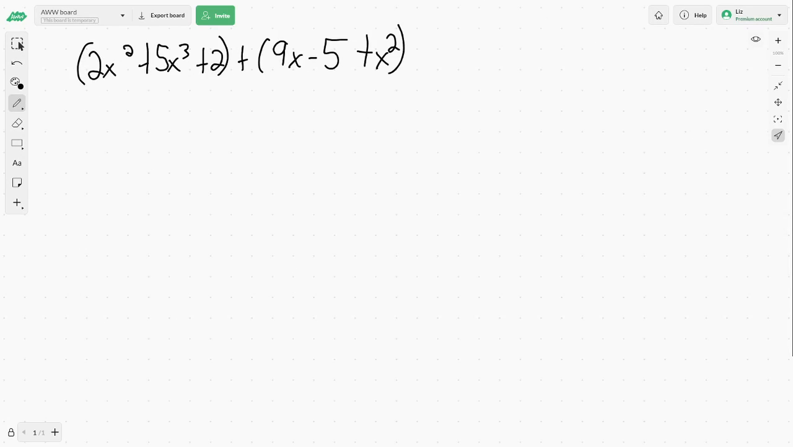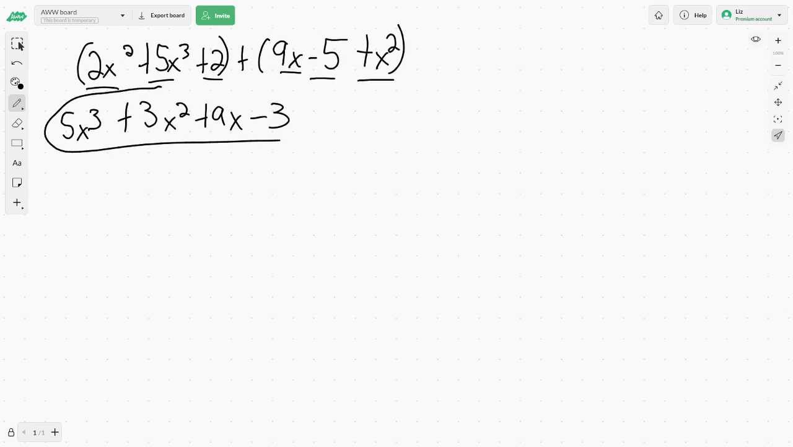Now we're going to add and subtract polynomials. There are a couple of ways we can do this. Here's our first example: 2x squared plus 5x cubed plus 2, plus 9x minus 5 plus x squared. Some of you will just notice, well, I've got this 5x cubed. Then I have 2x squared and x squared. That's 3x squared. I have a 9x over here. And then I have a couple constants. All right, and I've got my answer.